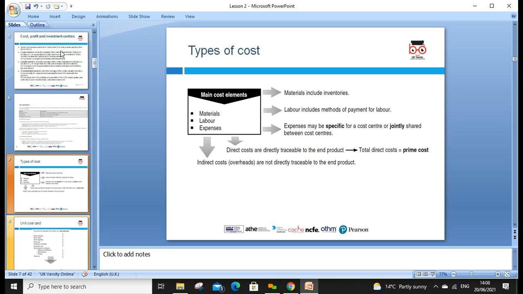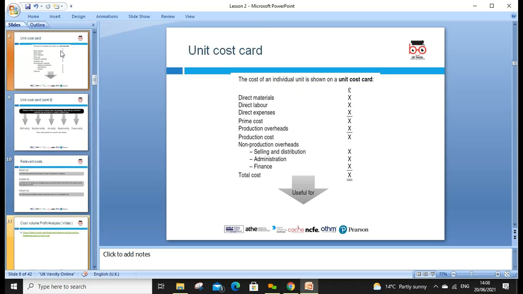Okay, so types of costs. Costs can be material and labor. These are the key elements, and these are also known as direct costs. All the direct cost is known as the prime cost. Then there is the indirect cost, which is normally known as overheads.